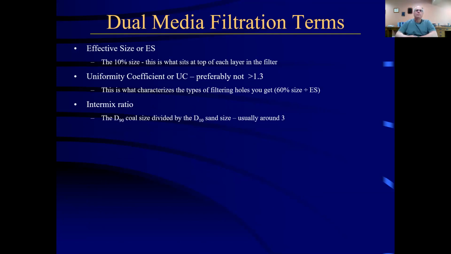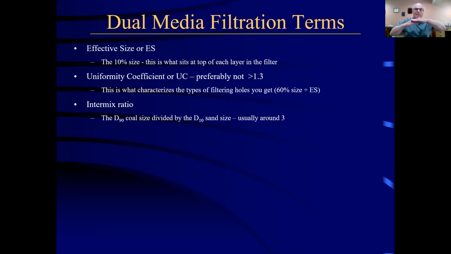The intermix ratio, this happens in a dual media filter. When you think of a dual media filter with anthracite on top of sand, the anthracite layer sits up here and starts out with the smallest anthracite particles being at top, working their way down to the biggest anthracite particles sitting on the bottom. So those biggest particles would be the D90 size. The D10 size, or the effective size, would be up here, the smaller ones, the bigger ones here. Then when the anthracite ends, the sand starts.